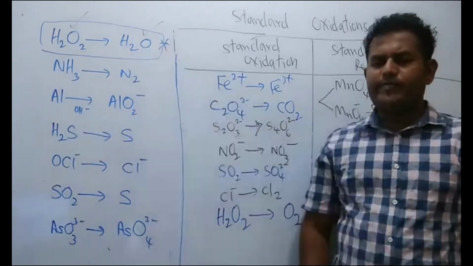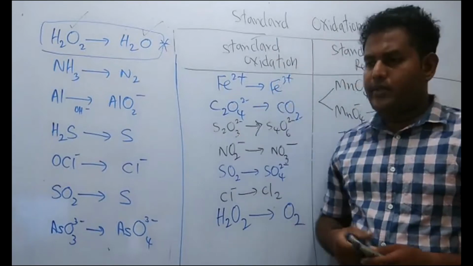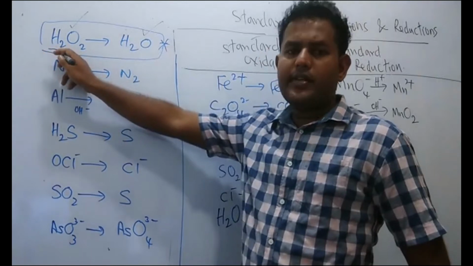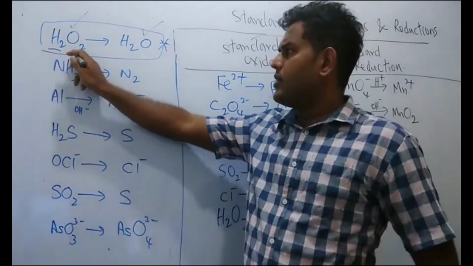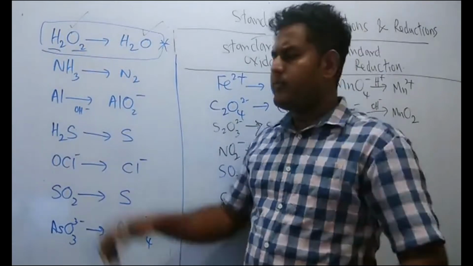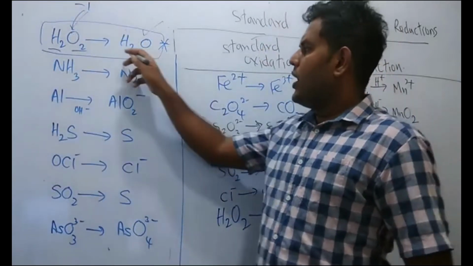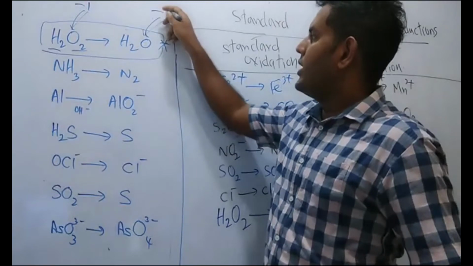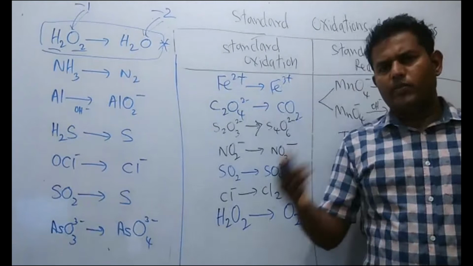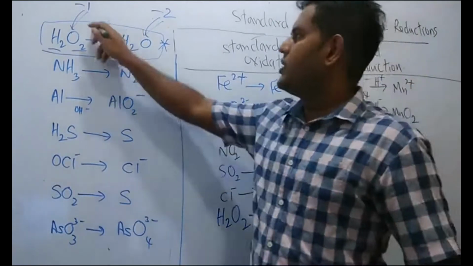H2O2 to water. Is it oxidation or reduction? Find the oxidation number of oxygen. Here, 2 hydrogens plus 2, 2 oxygens minus 2, so 1 oxygen is minus 1. And here, 2 hydrogens plus 2, 1 oxygen is minus 2. So minus 1 to minus 2 means a decrease in the oxidation number. It's a reduction.